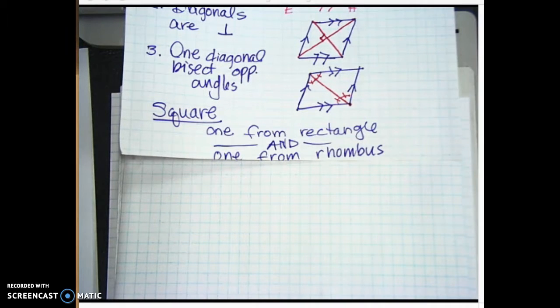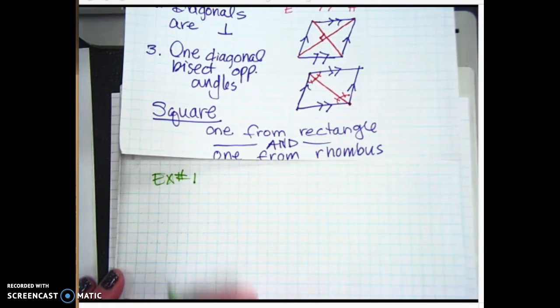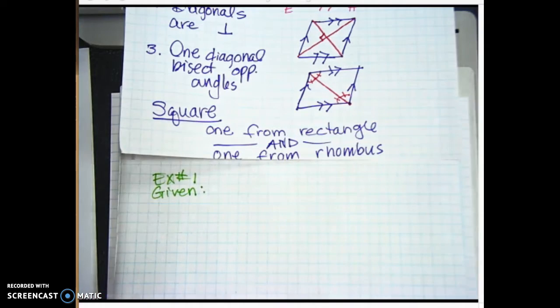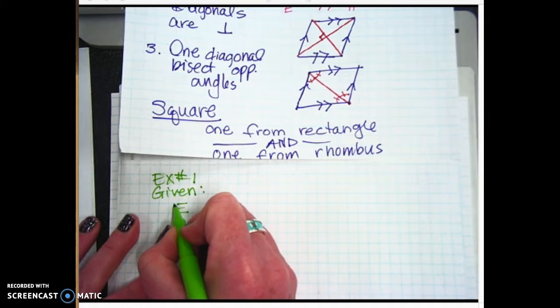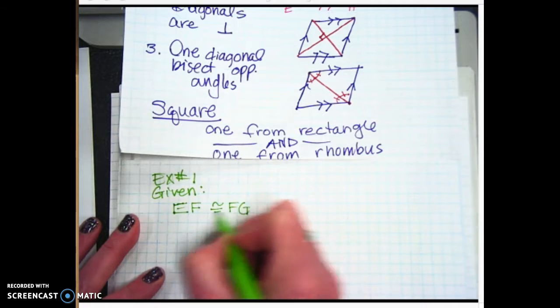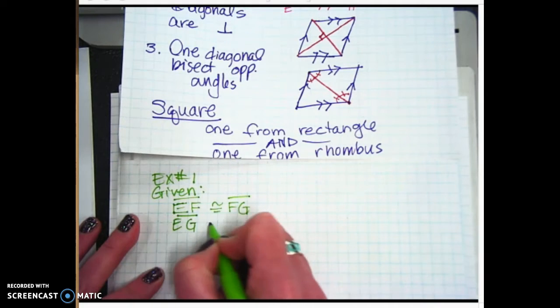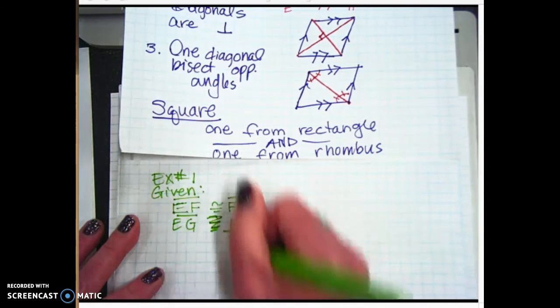Okay, so let's look at an example. Example number 1. We're going to be given some information, and we're going to need to see if it meets any of the conditions in order to be a rectangle, a rhombus, or a square. Here's our given information: EF is congruent to FG, and EG is perpendicular to FH.